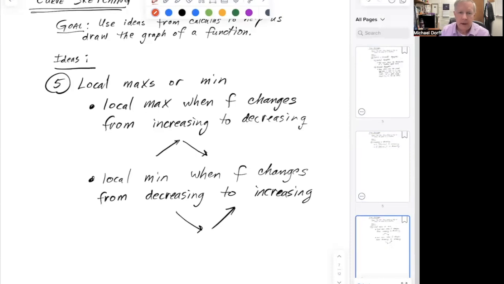Number 5, where there's local max or mins. This occurs if the graph goes from increasing to decreasing. Right where it goes from increasing to decreasing, we have a local max there. And likewise, we have a local min if it changes from decreasing to increasing, that has a local min occurring there.